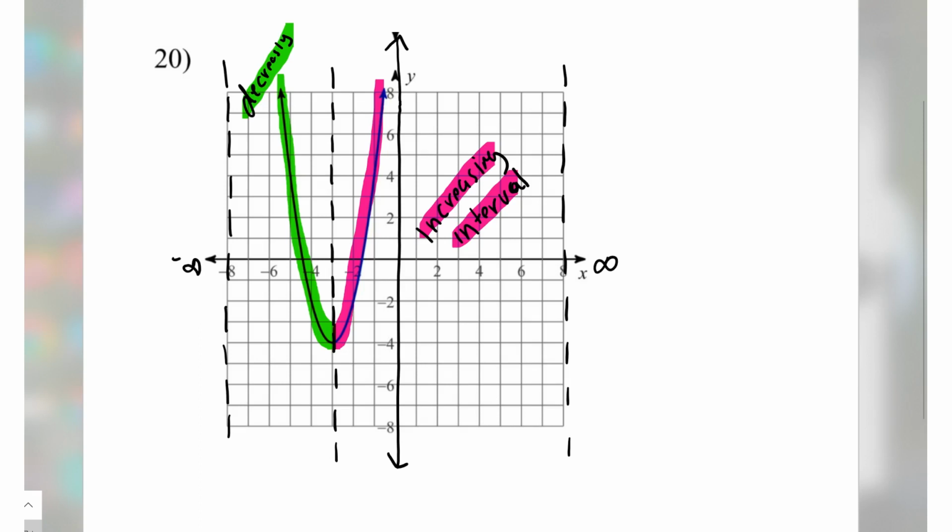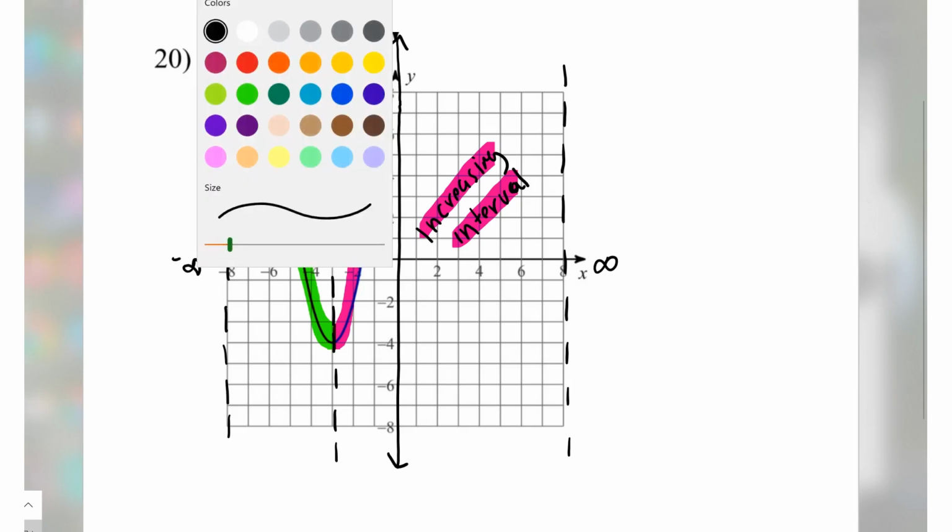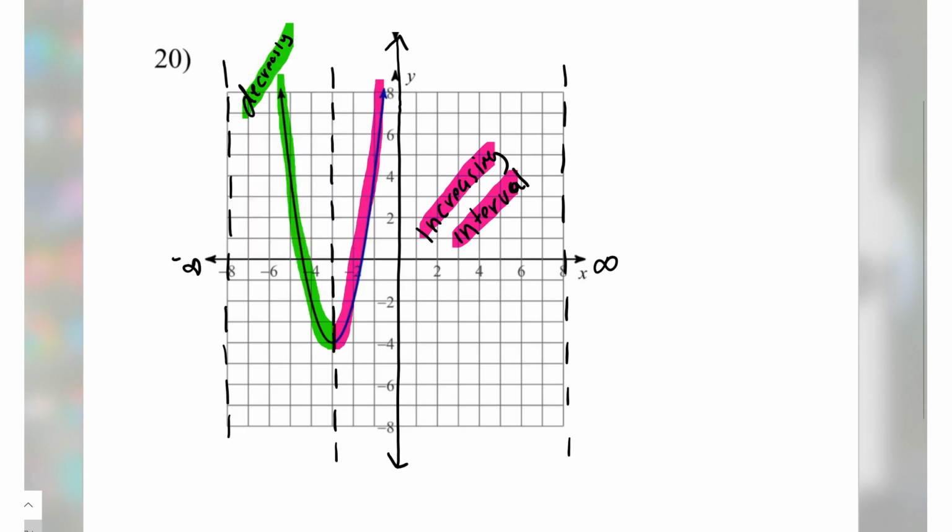So now we have to write it mathematically. Remember, it is not an ordered pair. We're talking about an interval. So this right here is x equals negative 1. Remember that. So we want to know when it's increasing. Well, it doesn't start at negative 1. It starts after negative 1, and then it goes on forever, so it goes on to infinity.